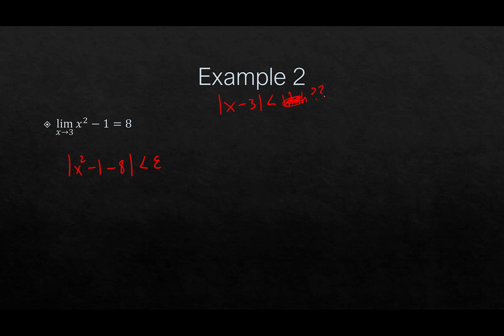Let's try that. So let's simplify our inequality here. And actually, let me just emphasize really quick, guys, this is, again, the scratch work. This is not the proof. Okay, so using a little bit of arithmetic here, we can take our inequality and rewrite it as the absolute value of x squared, so minus 1 minus 8, that's minus 9, is less than epsilon. And now, what do we do at this point? So for those that are really, really good with their factoring, notice that x squared minus 9 can be rewritten as x plus 3 times x minus 3.